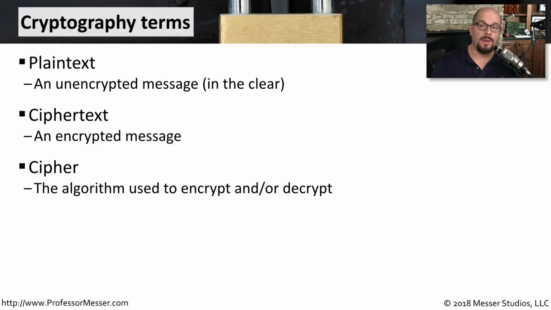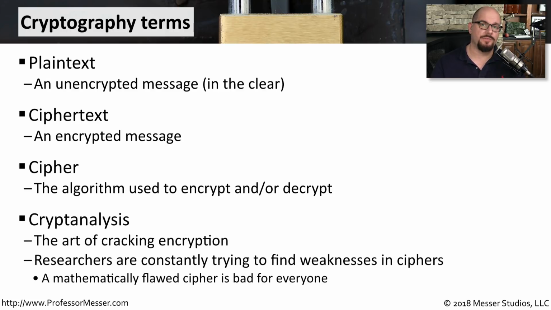To be able to get from the plain text to the ciphertext and back again, you need a cipher. This is the algorithm that is used to encrypt the plain text, and it's the algorithm that is used to decrypt from the ciphertext. There are many different methods for encrypting data, and the art of cracking this encryption is called cryptanalysis. There are researchers that are constantly working on finding shortcomings and problems with the way that we are encrypting and protecting our data so that we can make sure that our data is as safe as possible.